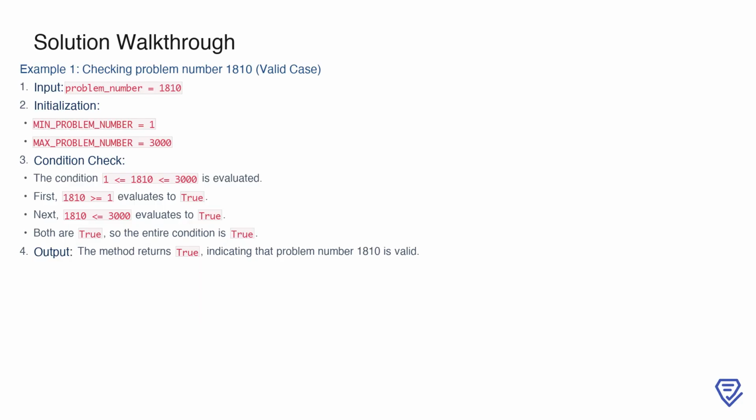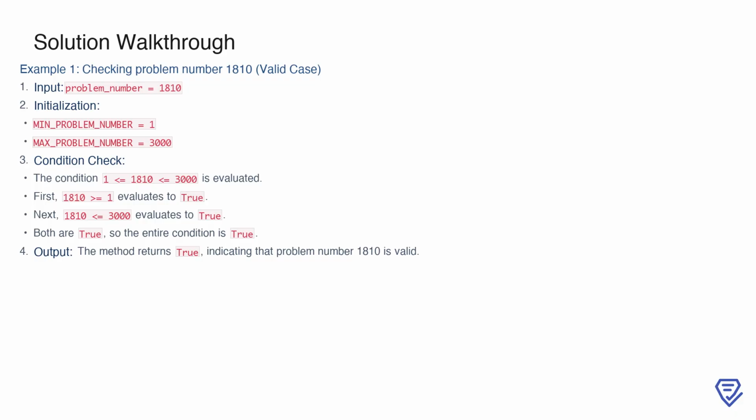In this example, we are checking if the problem number 1810 is valid. The input provided is 1810, and we start by initializing two constants, the minimum problem number, set to 1, and the maximum problem number, set to 3000. Next, the condition to validate the problem number is evaluated. Specifically, we check if 1810 is greater than or equal to 1 and less than or equal to 3000.